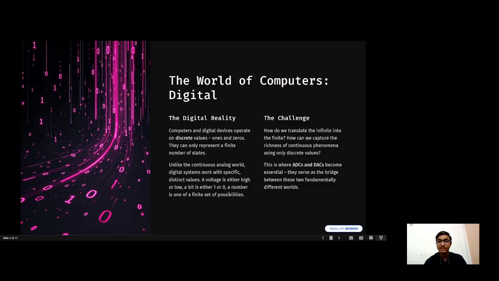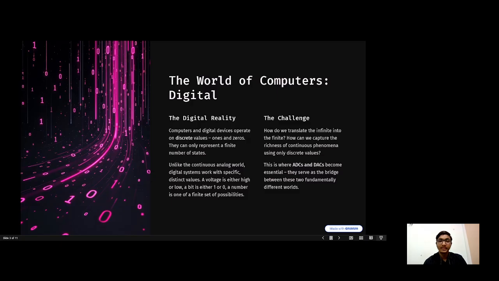The challenge. What is the challenge? How do we translate the infinite into the finite? Means how we translate analog signal into digital signal. How can we capture the richness of continuous phenomena using only discrete values? This is where ADCs and DACs become essential. They serve as the bridge between these two fundamentally different worlds.